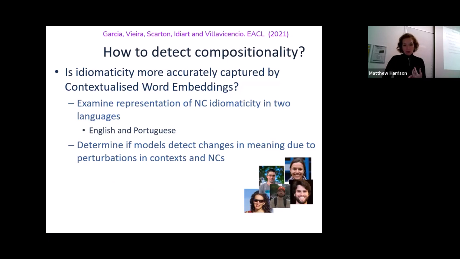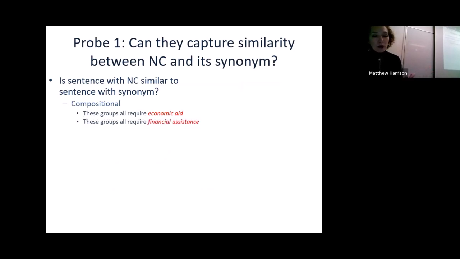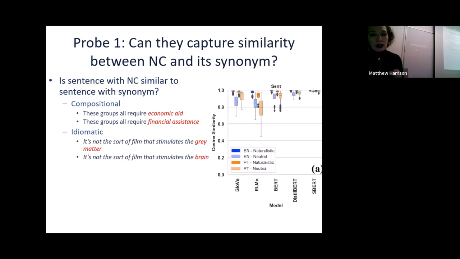So the test that we did was first of all, to see if the models would be able to perceive that a sentence is the same if you use the compound or the gold synonym. And in the case of, for example, economic aid, which is a very compositional case, we would expect the model to perceive a sentence using financial assistance as being a synonym. And in the case of an idiomatic expression, again, because we were using the gold standard synonym. So for example, for something like gray matter, we would expect the model to perceive brain as the same.